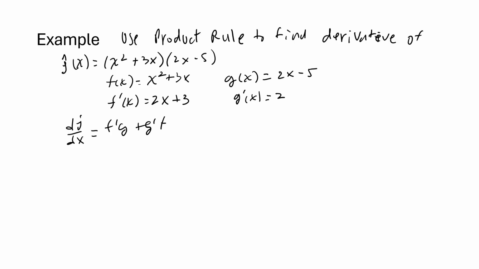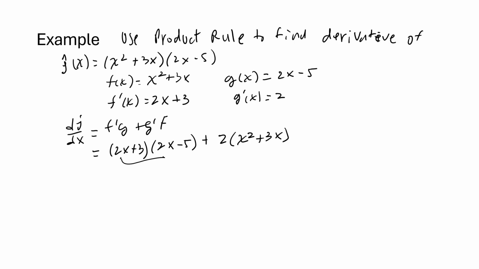So let's substitute in there and do the algebra. Now there's a lot of ways you can go wrong on the algebra, so it's best to just do it slow and carefully. So f prime is equal to 2x plus 3, and g is equal to 2x minus 5. Now I'm going to add that to g prime, which is 2 times f of x, which is x squared plus 3x. Now we're going to use the first outer inner last method, the FOIL method.